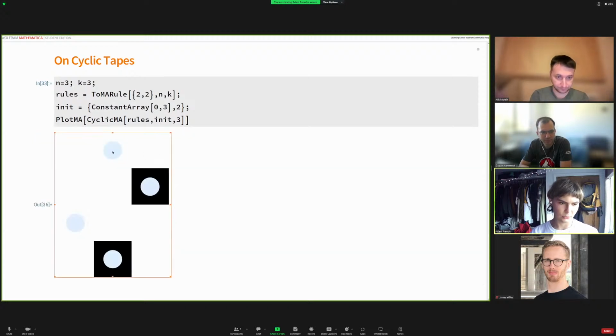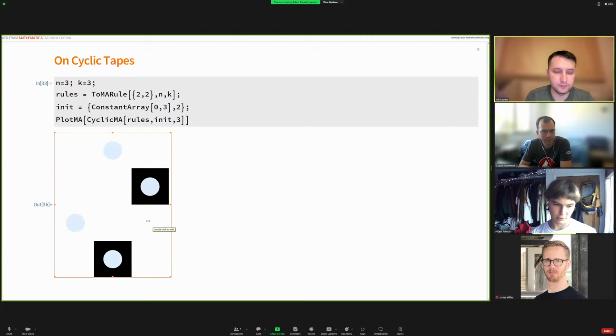Also, there's cyclic tapes, which is where, like Pac-Man, if you get to the very right, then you loop back around. So you can have mobile automaton and cyclic tapes. And for the case of n equals 3, it will be 1, 2, 3. Because when we check the one to the left of this, it will cycle around to the right-hand side of the tape. Does that make sense? Yeah. Okay, nice.